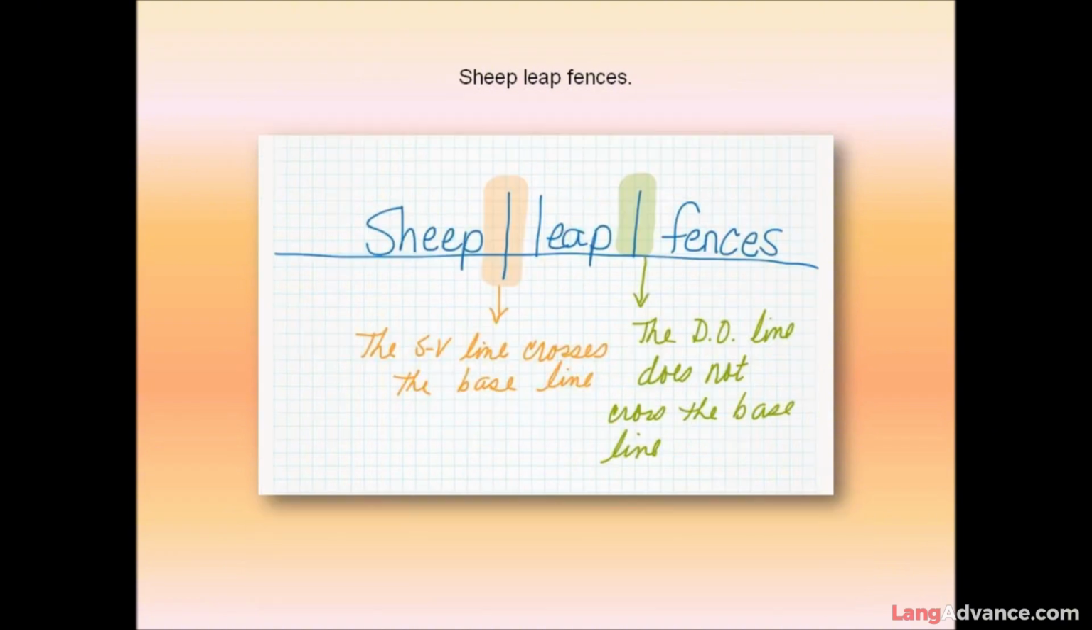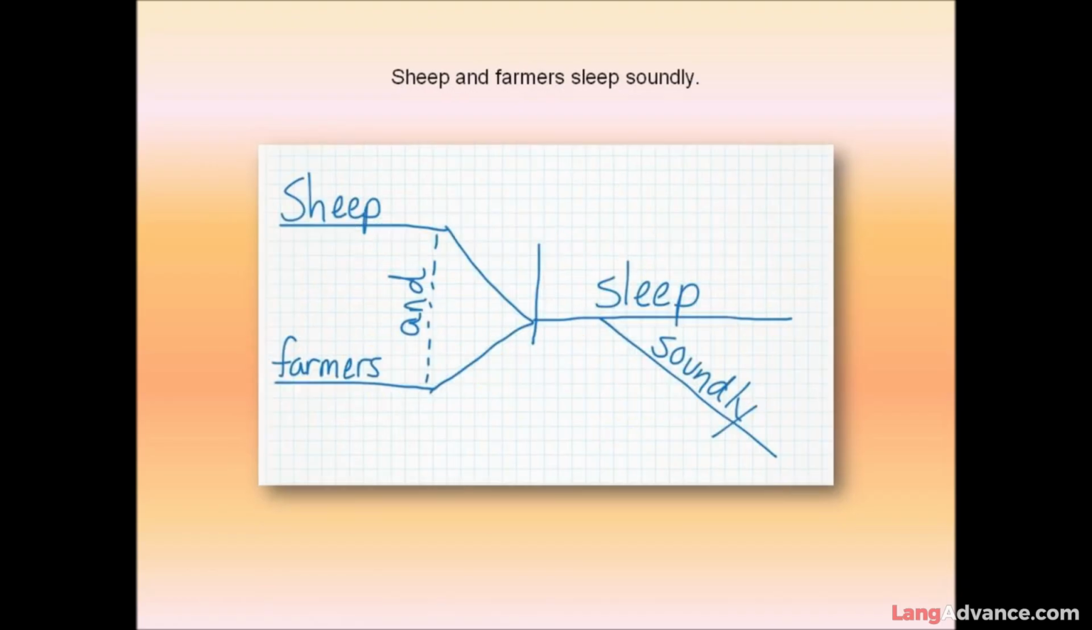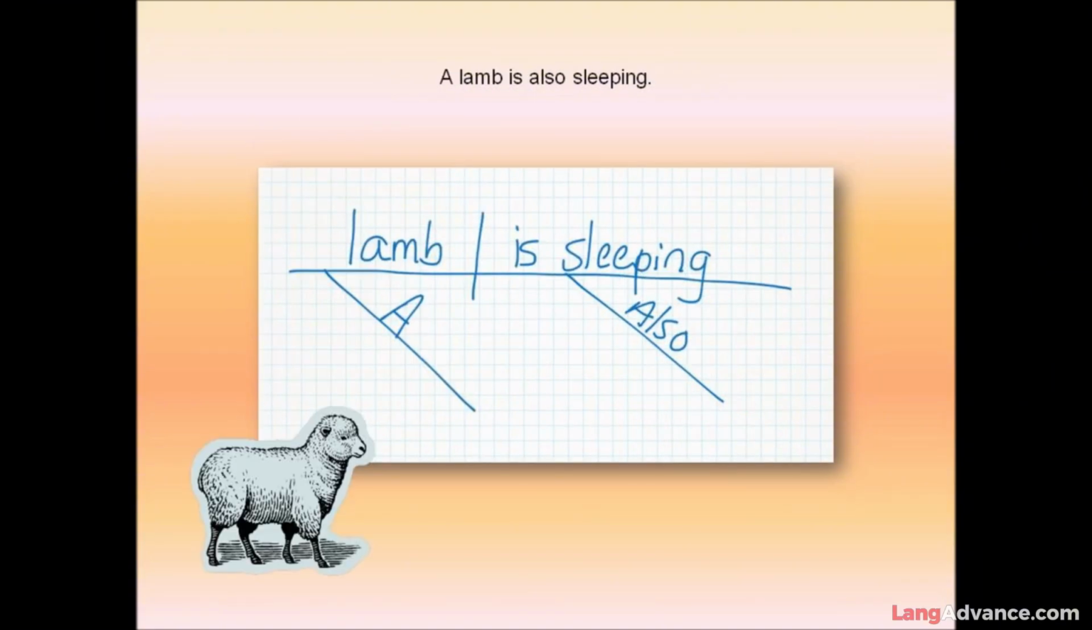Sheep leap fences. Sheep is the subject, leap is the verb, fences is the direct object. Sheep and farmers sleep soundly. Sheep and farmers is the compound subject, sleep is the verb, soundly describes how they sleep. A lamb is also sleeping. Lamb is the subject, is sleeping is the verb, a is the article that describes lamb and also describes is sleeping.